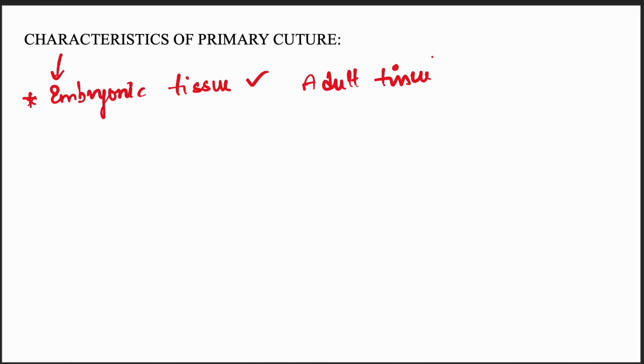Okay, next we will see the characteristics of primary culture. For primary culture, embryonic tissue is more preferred than adult tissue, because embryonic tissue can be easily disaggregated. Means it can be easily broken down and it has more viable cells.